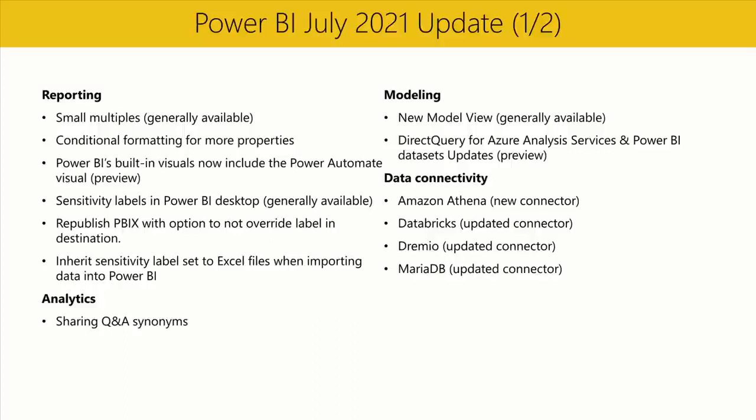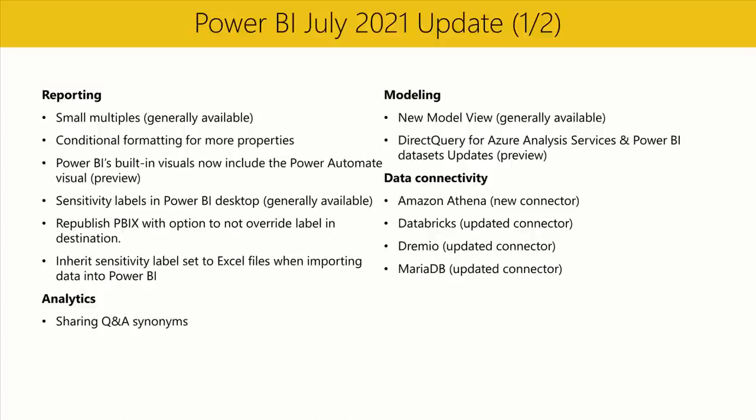Next, sensitivity labels in Power BI Desktop are now generally available. With Microsoft Information Protection sensitivity labels, creators can easily label and protect sensitive content all within the desktop app. With this release, creators will be able to republish PBIX files without overriding sensitivity labels on destination datasets or reports.